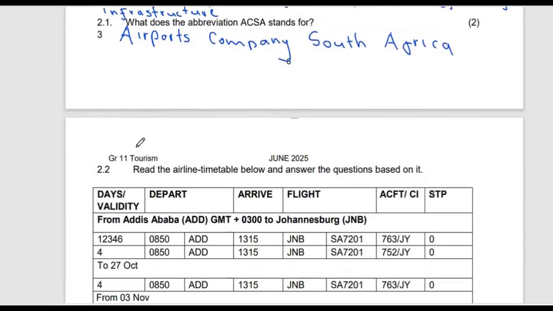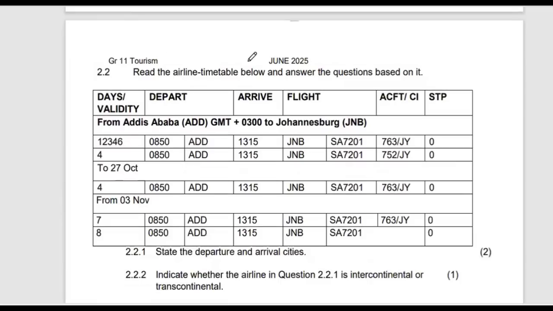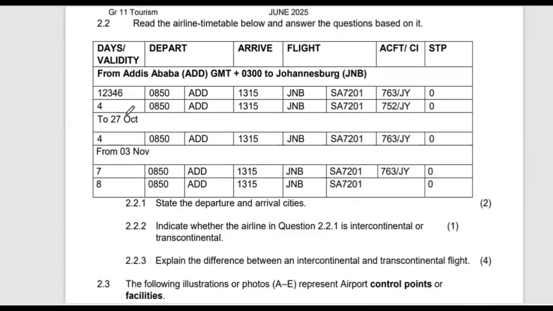Then moving on to the next question, read the airline timetable below and answer the questions based on it. So we have the days, we have the departure, we have the arrival, the flight number, and we also have the two cities involved, from Addis Ababa at GMT plus 3 to Johannesburg. So there's a time difference between Johannesburg and Addis Ababa. So we have the various dates from 27 October to 3 November.